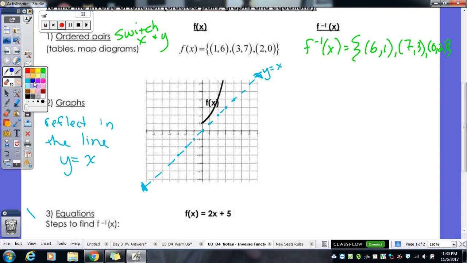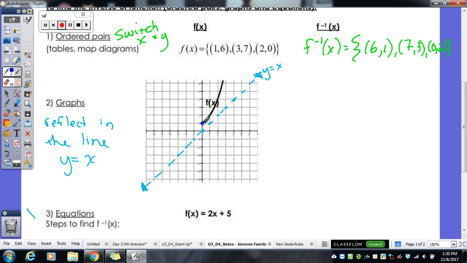Then what you would do is take whatever graph you're given. In this case, we're given that graph up there, the f of x, and you would reflect it over that line. I generally find it's sometimes a little difficult to actually reflect it over the line and be 100% accurate. So what I do is I find the points on my graph, and I do like what I did above, and I switch my x's and my y's.